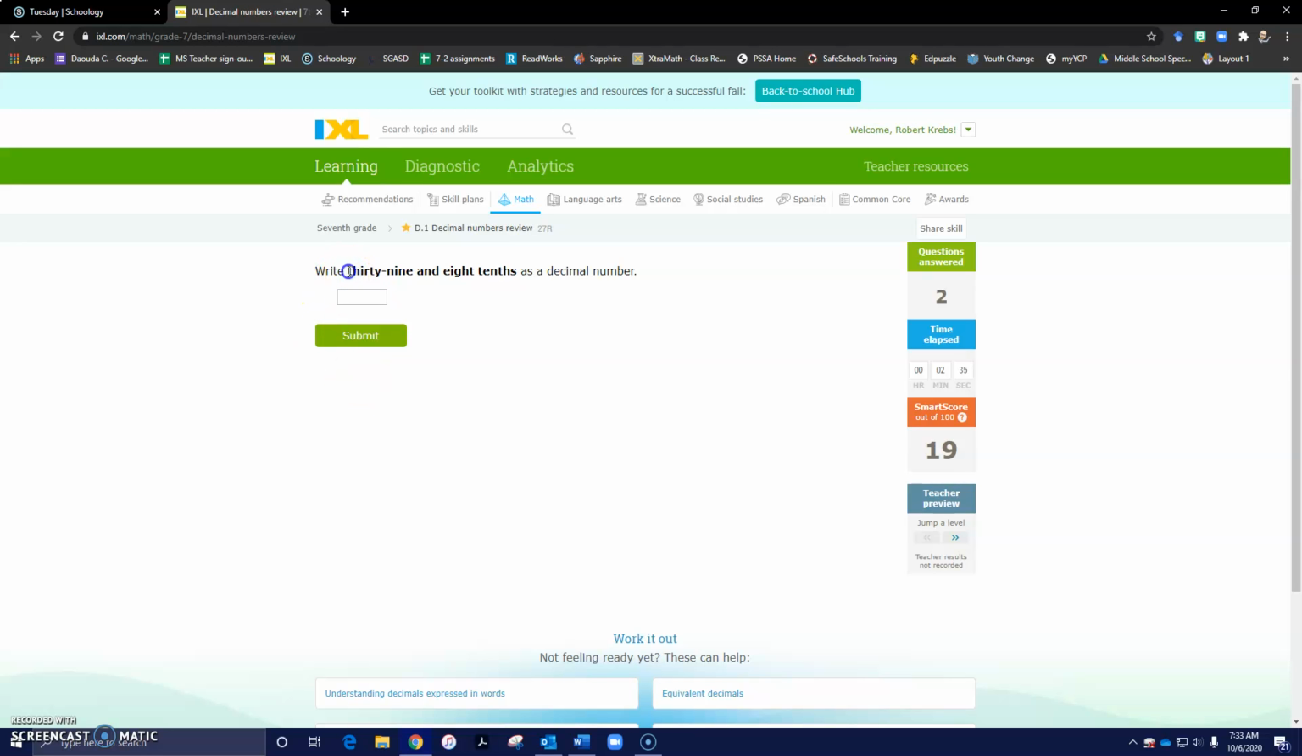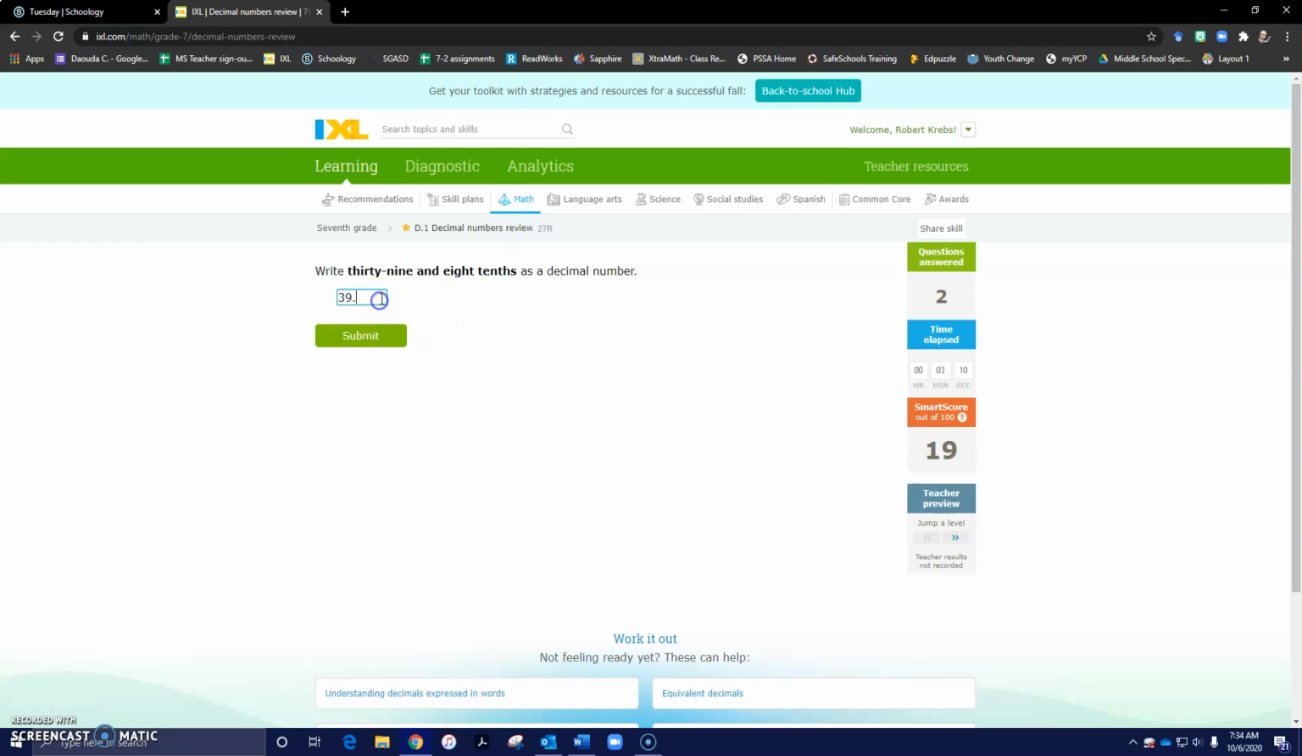Now it's going to give it to me in a different form. I see this in word form now. I have to write 39 and 8 tenths as a decimal number. An important thing to notice about word form is this word right here, and. When we're talking about decimals, the word and splits up the whole numbers and the decimal numbers. So 39 and something is like saying 39 point something. Think of it as like dollars and cents. I'm saying $39 and 8 tenths.